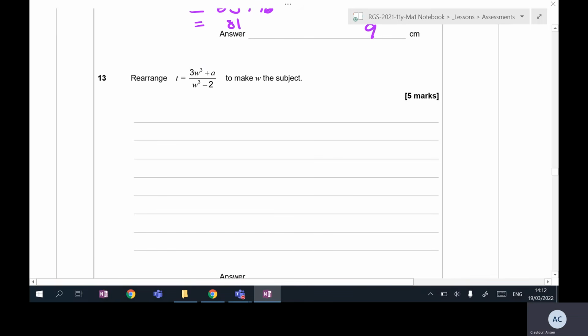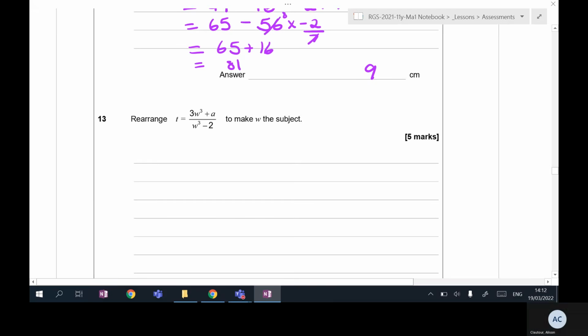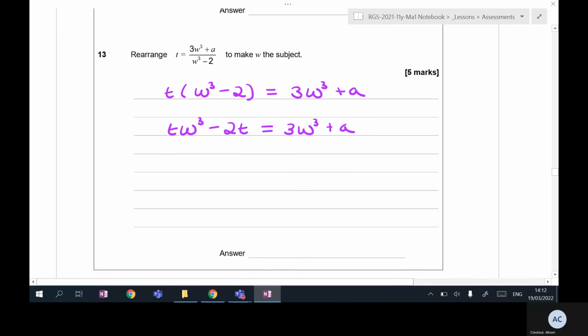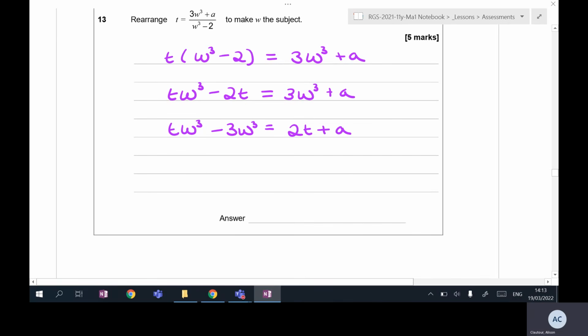Number 13, so we're trying to make w the subject. So if you bring the denominator, we do not want to have fractions, bring the denominator up to the other side, and multiply the brackets. Okay, you then want to collect anything you're trying to make the subject onto one side. So I'm going to bring 3w cubed onto this side and add 2t to the other side. Okay, and then you can factorise out w cubed.